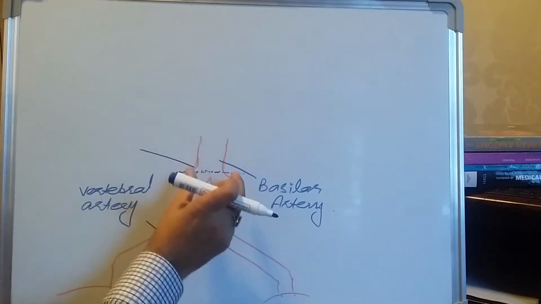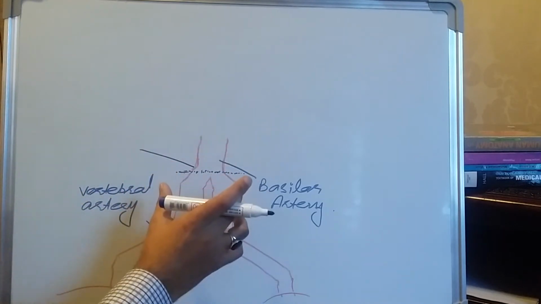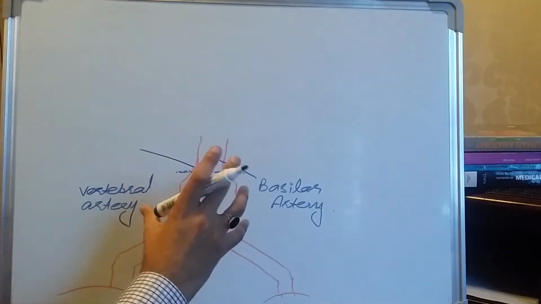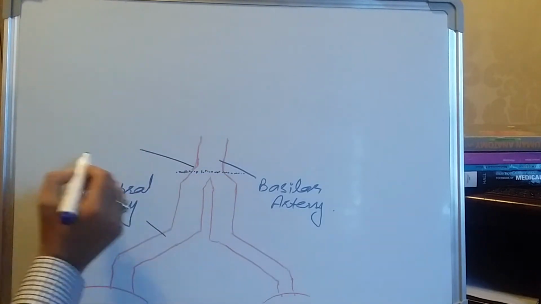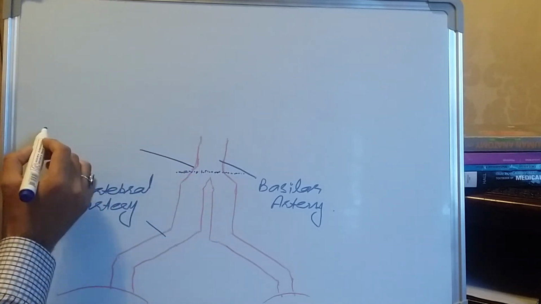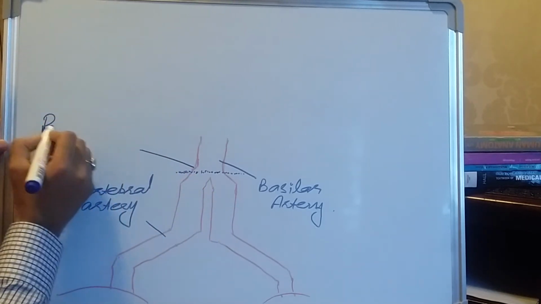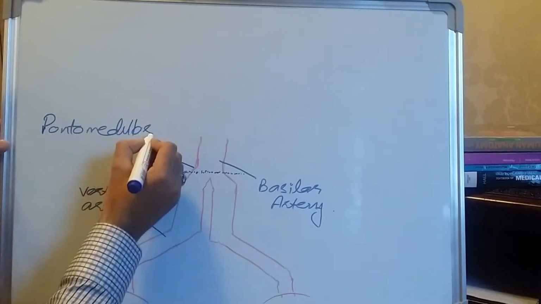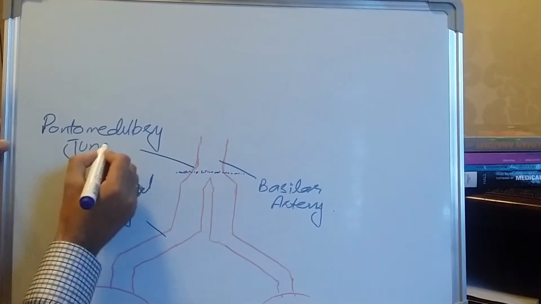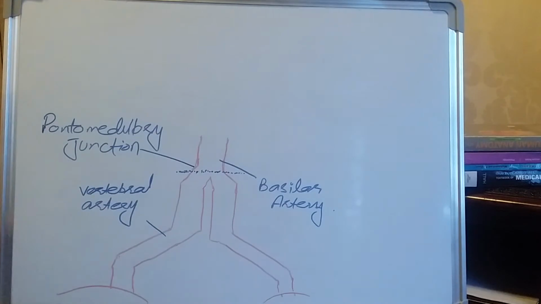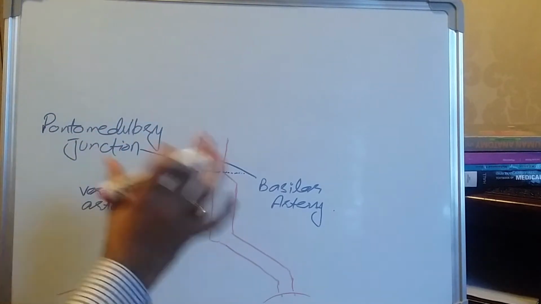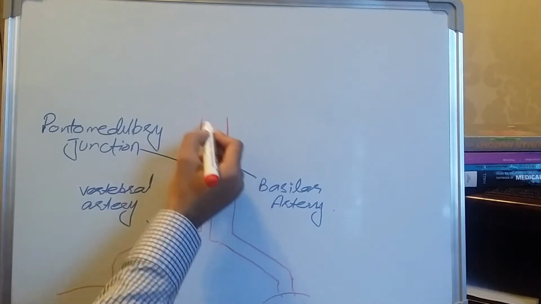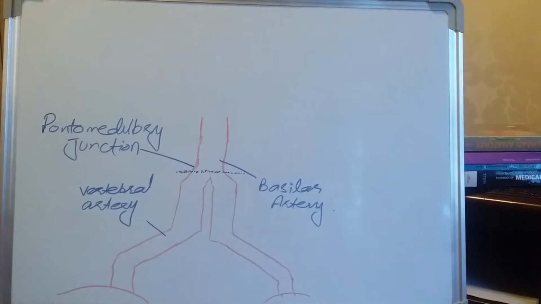Once they unite and fuse together to form the basilar artery, this is the point, the place where the medulla oblongata and the pons are uniting and combining with each other. So this position is called the pontomedullary junction. After this, the basilar artery starts moving upward and gives rise to further branches.